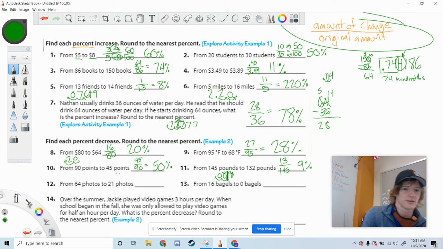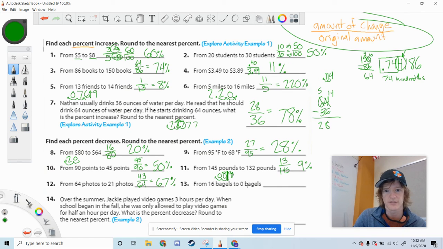64 photos to 21 photos. Well, 64 minus 21, that's a change of 43. The original amount was 64. So 43 divided by 64. Don't type it wrong. We get 0.6718. So 0.67 gives us 67%. This went down by more than half of whatever this was.